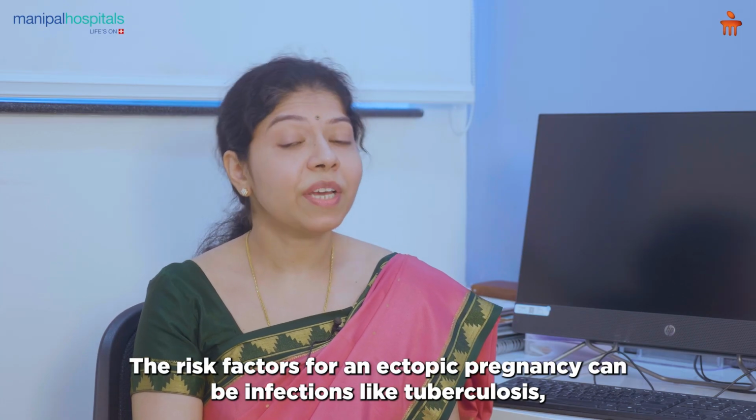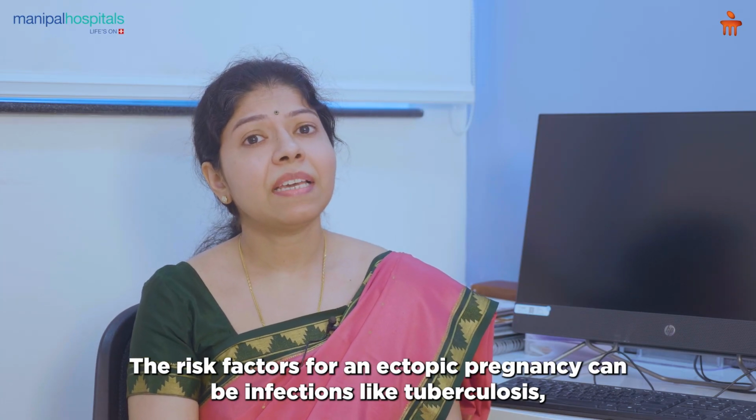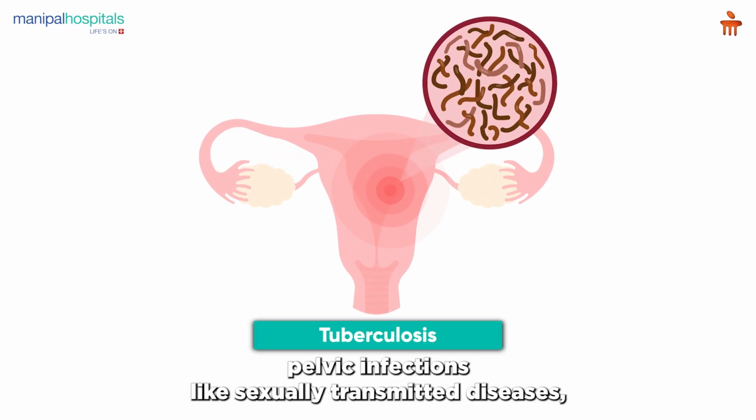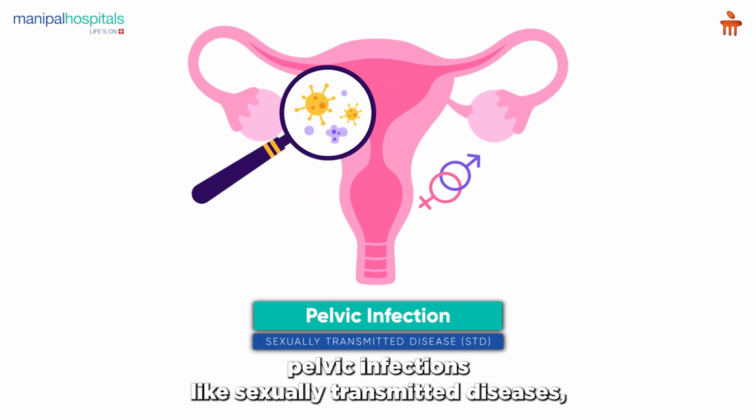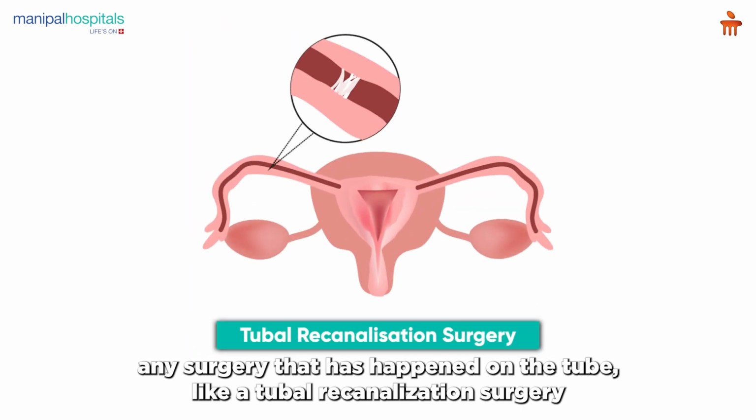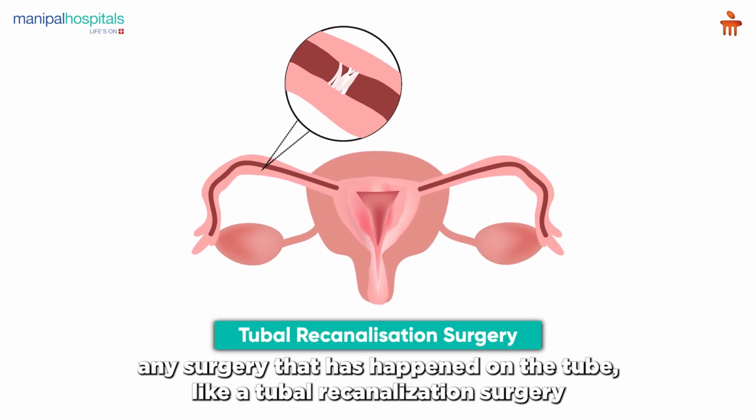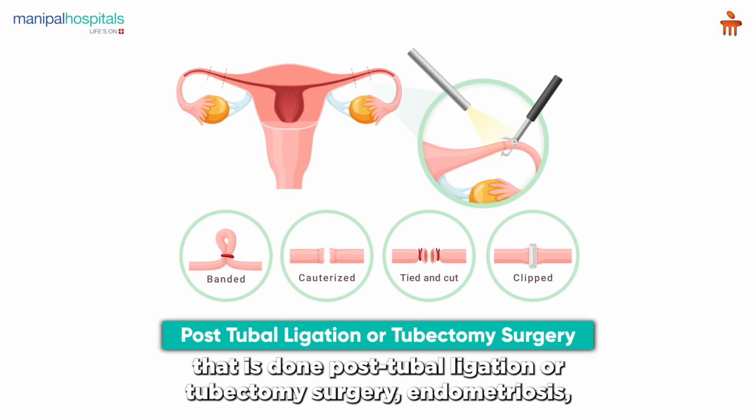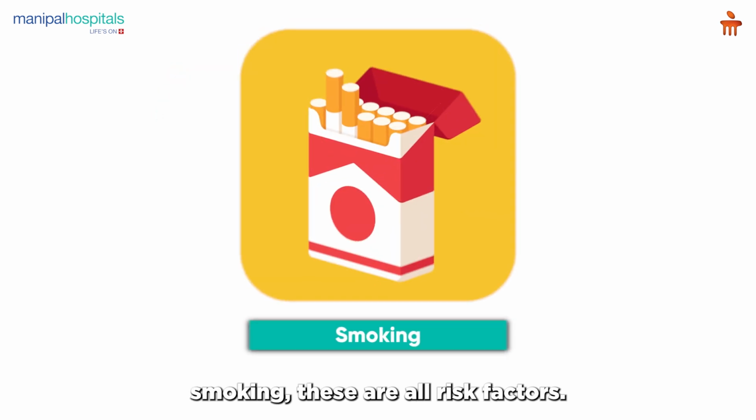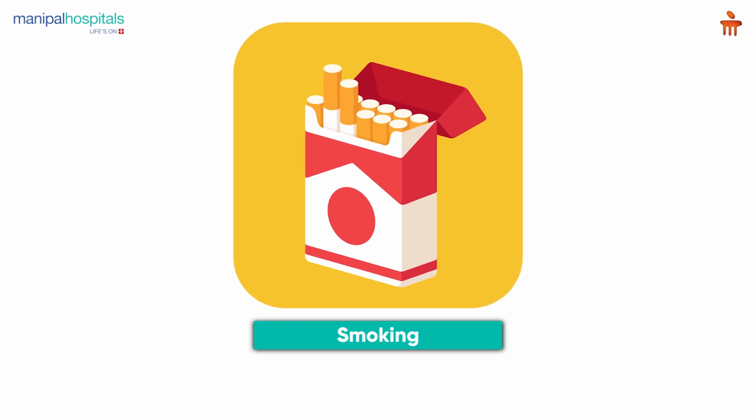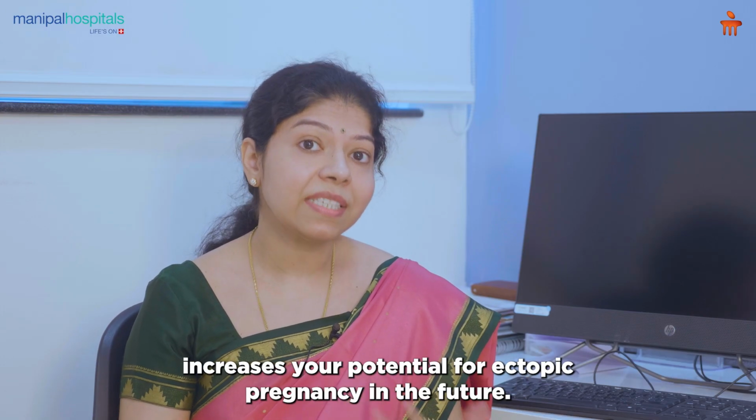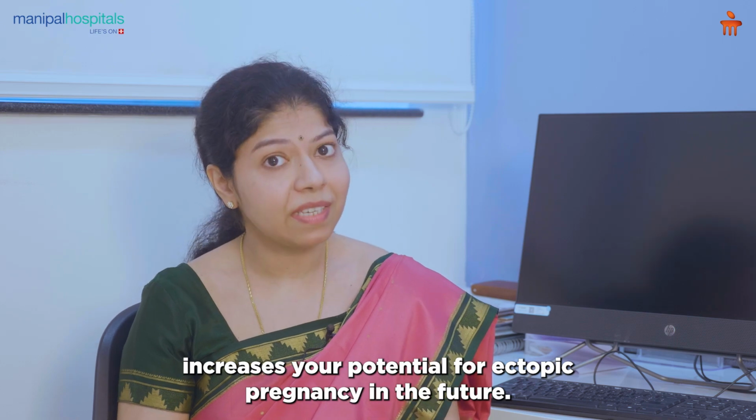The third question will be, what are the potential causes and risk factors for ectopic pregnancy? Risk factors to the ectopic pregnancy can be infections like tuberculosis, which are common in India, pelvic infections like sexually transmitted diseases, any surgery that has happened on the tube, like a tubal recanalization surgery that is done post a tubal ligation or tubectomy surgery, endometriosis, smoking, these are all risk factors. Even a previous history of an ectopic pregnancy in the past increases your potential for ectopic pregnancy in the future.